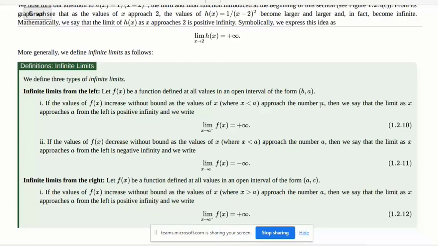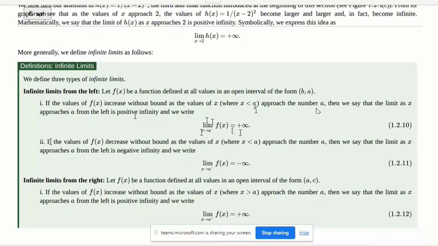Number 1, if the values of f of x increase without a bound as the values of x approach number A, then we say that the limit of... Did I be reading all this? I'm only going to be focusing on the equations. This is what we are saying: the limit of f of x as x approaches A from the left is equal to positive infinity. Where x is less than A.